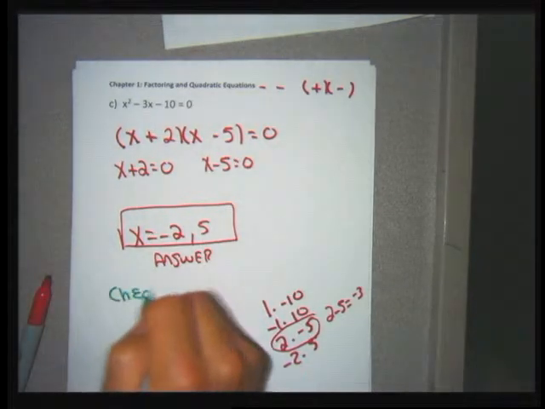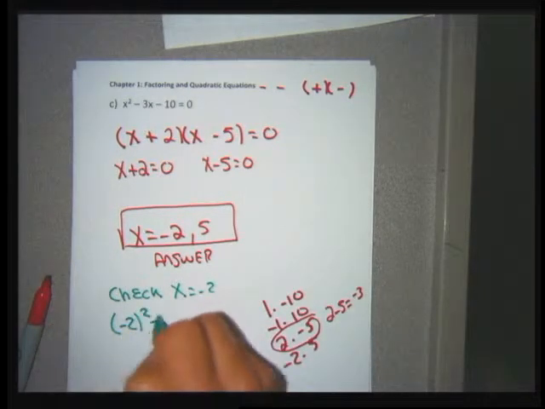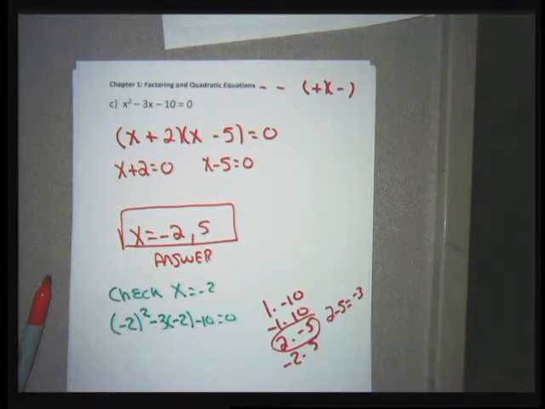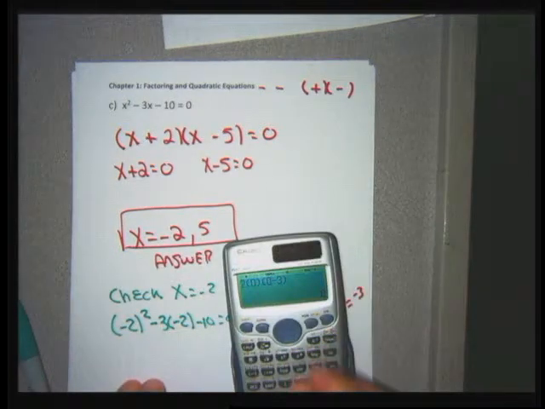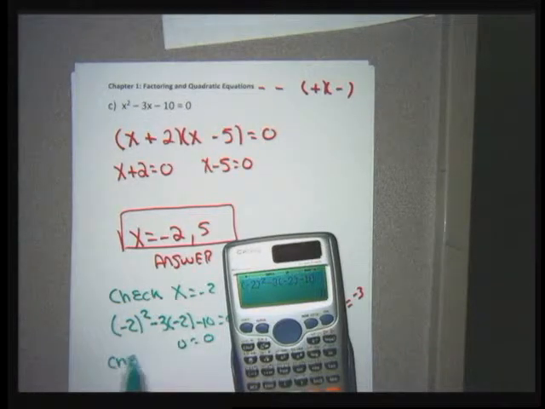If I wanted to check x equal negative 2, I'd go negative 2 squared minus 3 times negative 2 minus 10. You put that on my calculator to make sure I get a 0. So I just go parentheses negative 2 squared minus 3 parentheses negative 2 minus 10. And that gives me the first 0 equal to 0. And for checking the 5, I'd go 5 squared minus 3 times 5 minus 10. That would have to be 0.